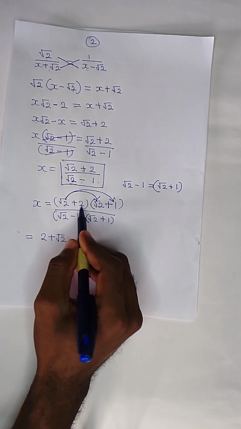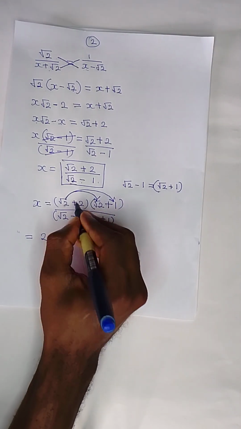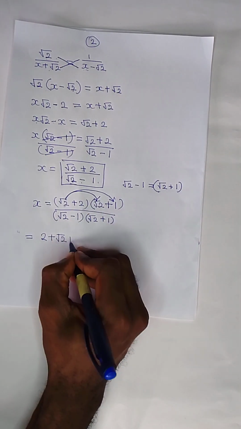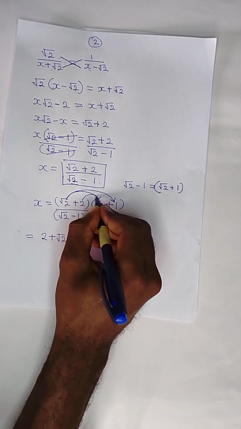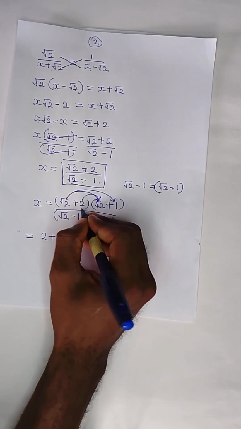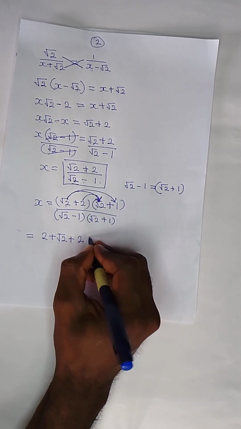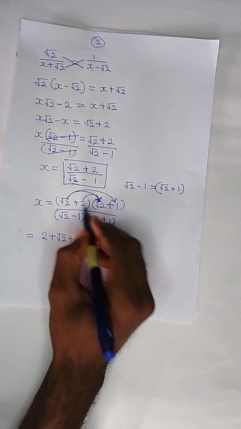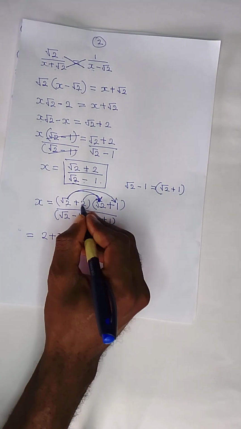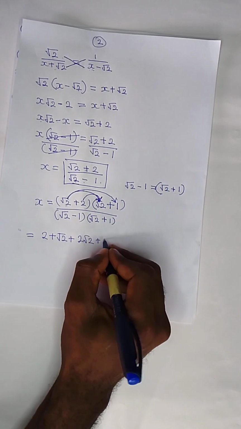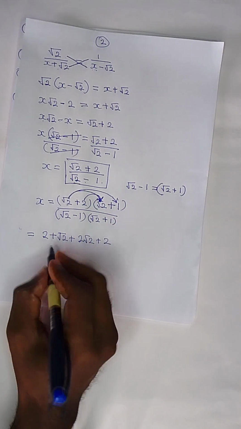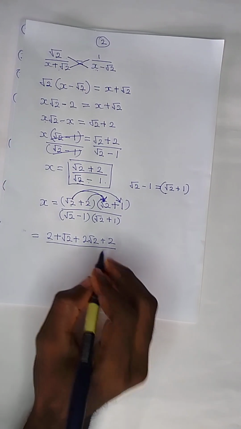So I will use this 2 and do the same thing. So we have plus here. Bring your plus. Then this 2 times this root 2. 2 times root 2 is going to give us 2 root 2. Then plus this 2 times this 1 is going to give us 2. So I'm going to say all over.